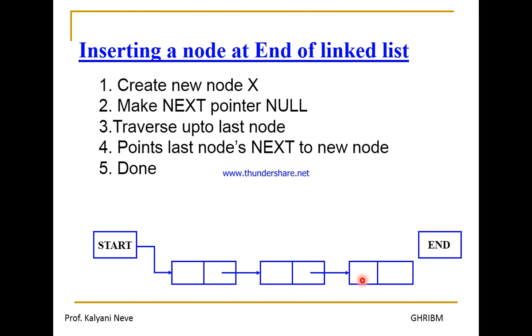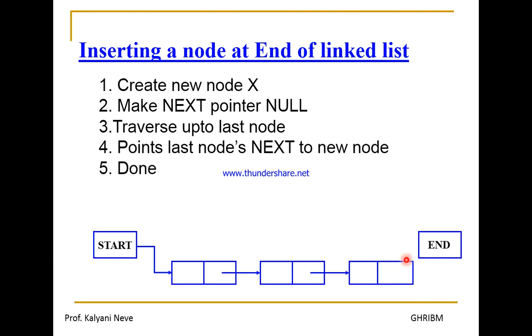Now the last algorithm is inserting a node at the end of the linked list. This is again the algorithm. You can see: create a new node, make its next pointer null, traverse up to the last node, point the last node's next to the new node.